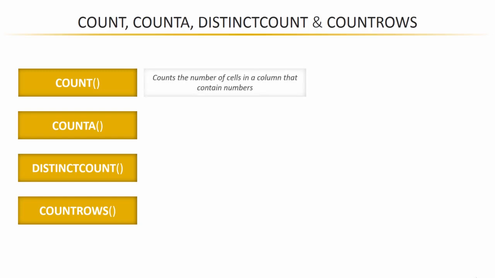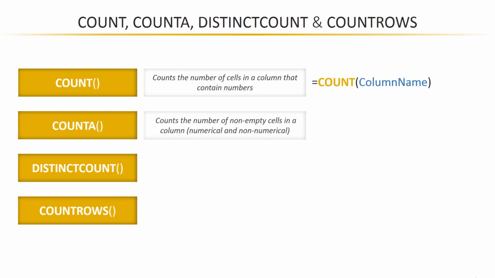So starting with count, count is designed to find cells in a column that contain numbers specifically. So all you do is write the count function, point it to a column containing values, and you're good to go. Count A, very similar, but this counts the number of non-empty cells in a column. That could include numerical or text-based values. Syntax-wise, same deal, single argument for the column name.